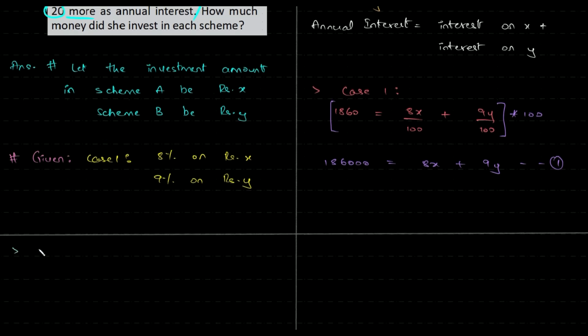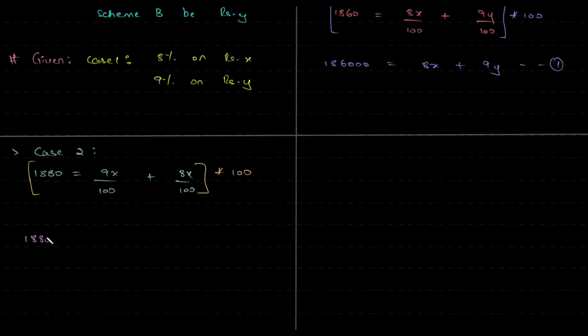And case 2 is 1880. Here it is 9x by 100 plus 8y by 100. So same set of numbers. Multiplying by 100 throughout, this would be 188,000 is equal to 9x plus 8y.